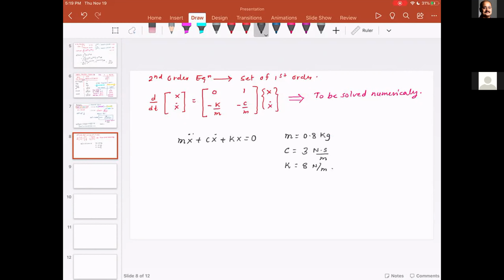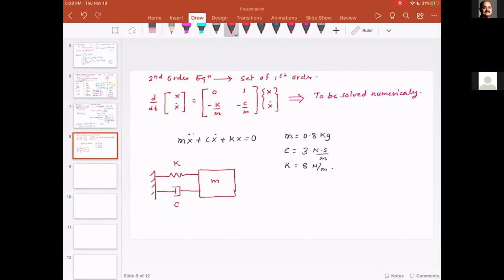Because when we try to solve the equations numerically, we need to have some values. We can't just go ahead and solve the equation symbolically, even though it may be possible for some simple cases. So I'm going to take this equation, which is a simple spring mass damper system, and we'll try to solve this differential equation using 3 different techniques.